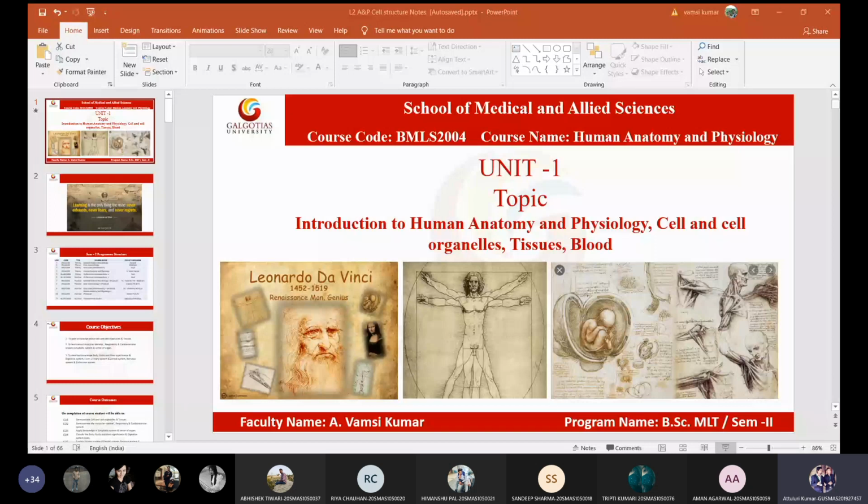Other than blood, are there any other connective tissues in our body? Do you have any idea, students? Any examples for connective tissue? Veins? Blood we already discussed. Blood we already finished. Any other examples?